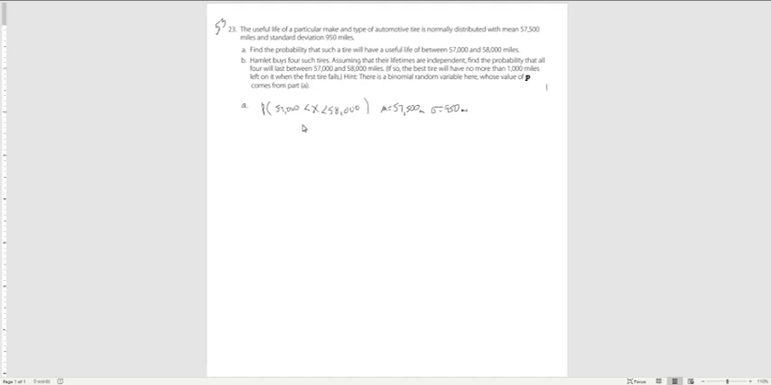Alright, so again we have a general normal distribution. We need to take this to the standard normal distribution. Another step here: since we're doing between, this will be the same as the probability that x is less than 58,000 miles minus the probability that x is less than 57,000 miles. Subtracting off what's less than 57,000 gives us what's between the two.